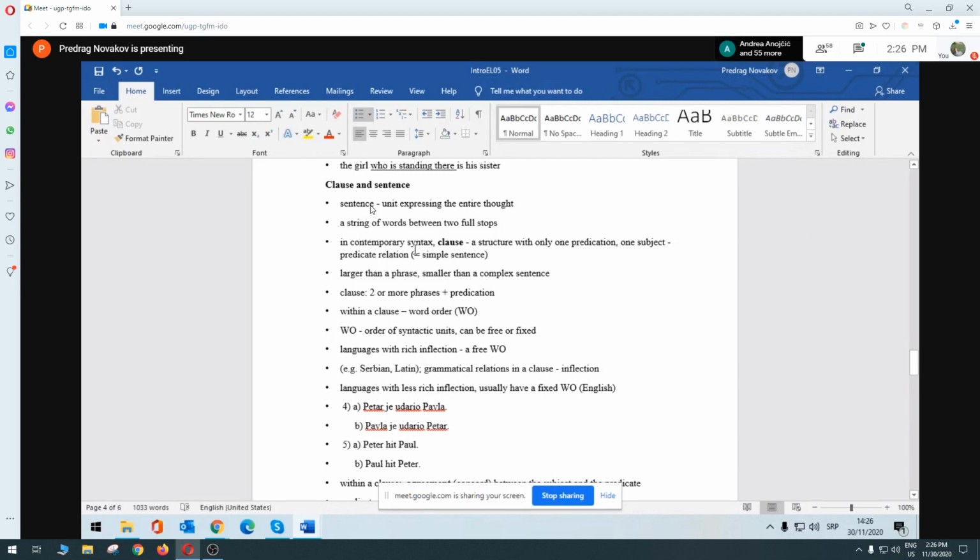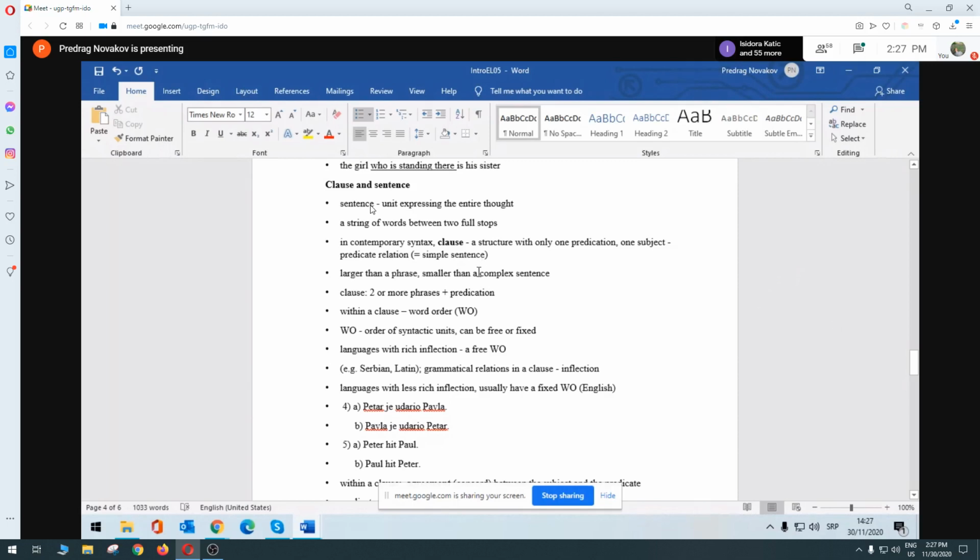So this is also a problematic definition. So we are going to use something more contemporary. In contemporary syntax, a clause is a structure, this is important, with only one predication, one subject and predicate relation. This is a simple sentence, okay? And now I have to be clear, we're discussing clauses and sentences, but a simple sentence, as you can see, equals a clause, because a clause has one predication. A simple sentence has one predication. So clause equals the simple sentence.